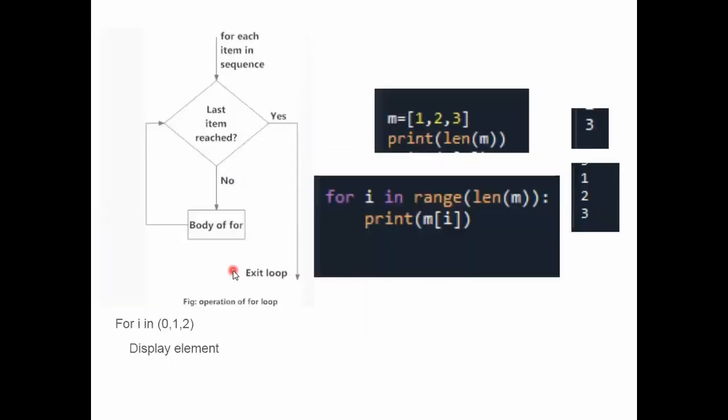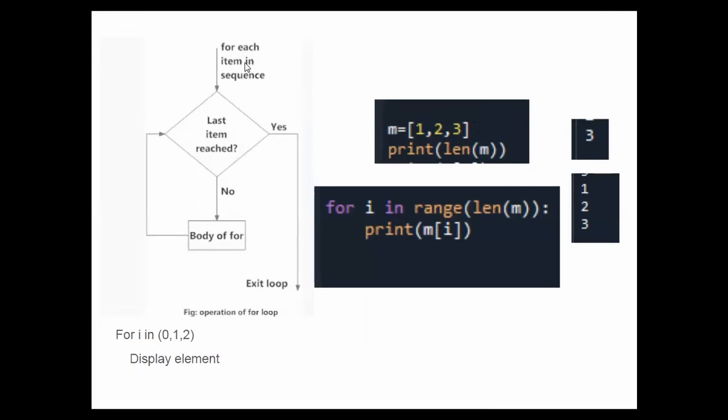Now how the for loop is going to work, we will see using this flow chart. What is present in the flow chart is: for each item in sequence. For example, we have taken the i value, for i in range of length of m. What is the length of m here? m is 1 to 3, so the length of m is 3. Now for i in range of 3, what kind of values will the range give? The range will give the values 0, 1 and 2.